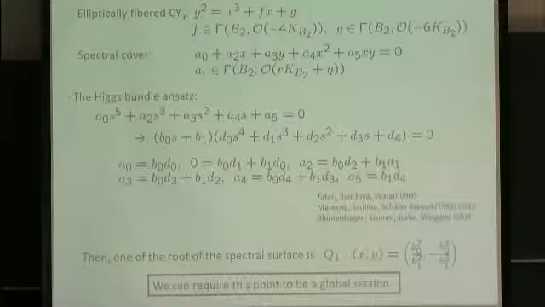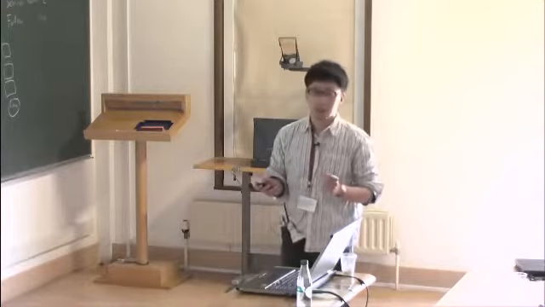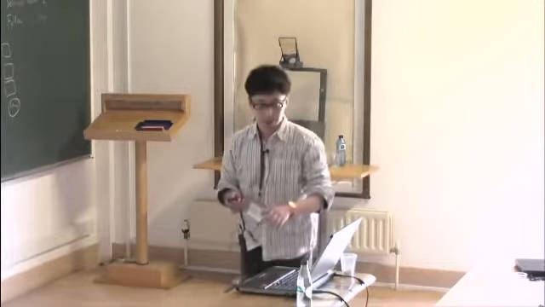And so that 1 plus 4 factorization in F-theory computation requires this kind of parameterization for the coefficient of this spectral curve equation. And actually, if we use this kind of parameterization, then this point Q1, x and y equal to b0 squared over b1 squared and minus b0 q over b1 q, is on the spectral curve. So we can require this point to be a global section in the elliptic fibration.